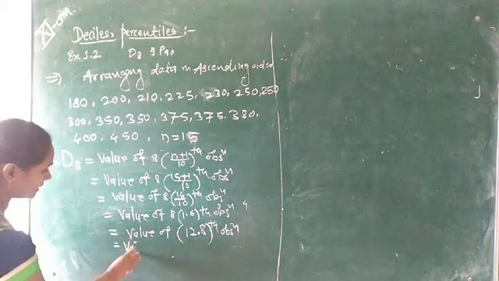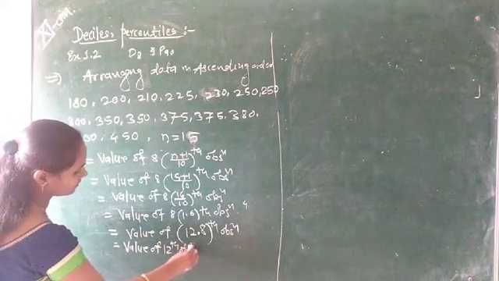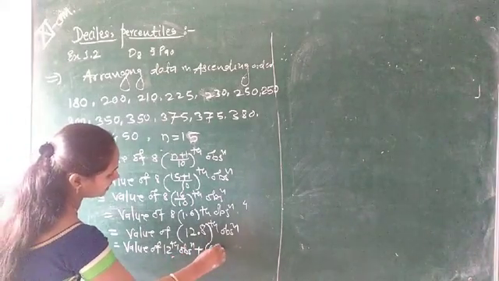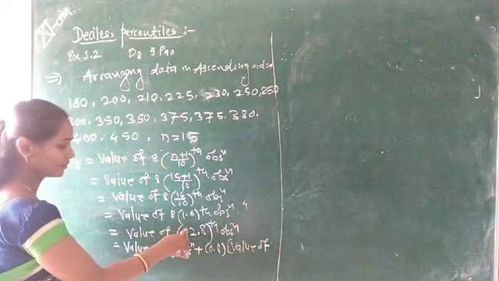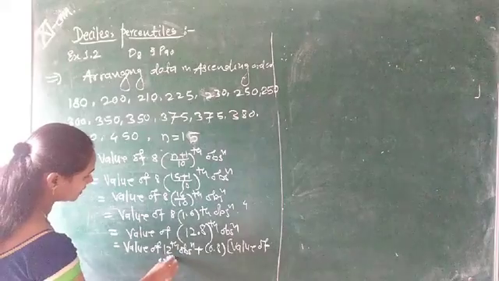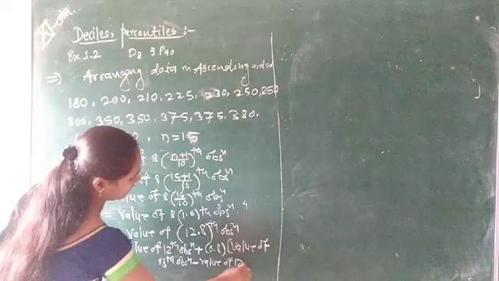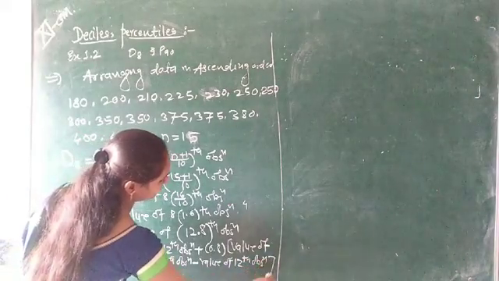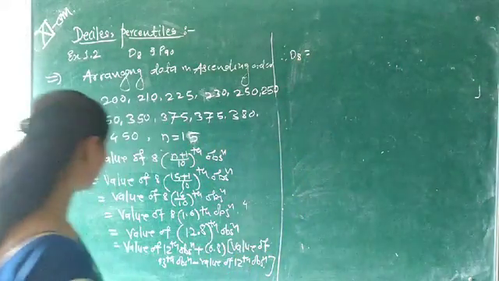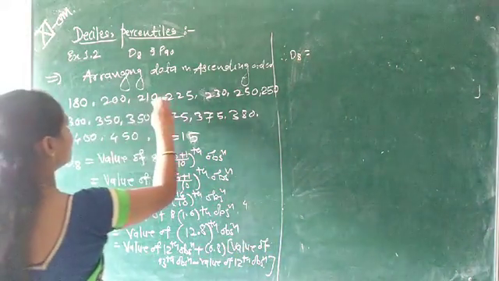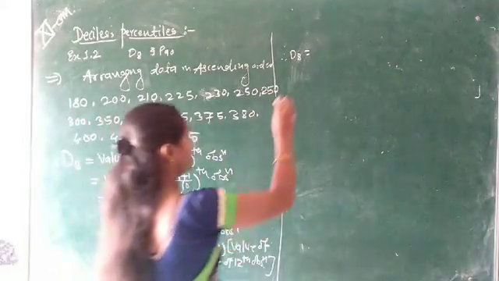So here the value of the 12th observation plus 0.8 into the value of the 13th observation minus the value of the 12th observation. Always write the observation next to this observation. Now write the value of the 12th observation: 1, 2, 3, 4, 5, 6, 7, 8, 9, 10, 11 and 12, that is 375.